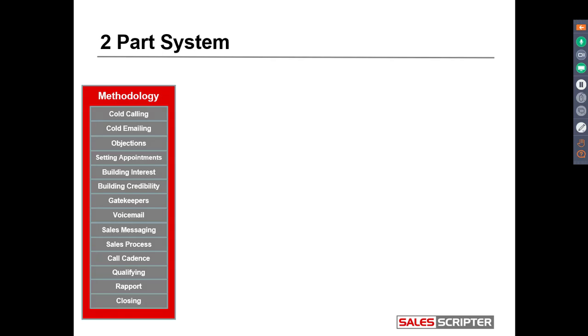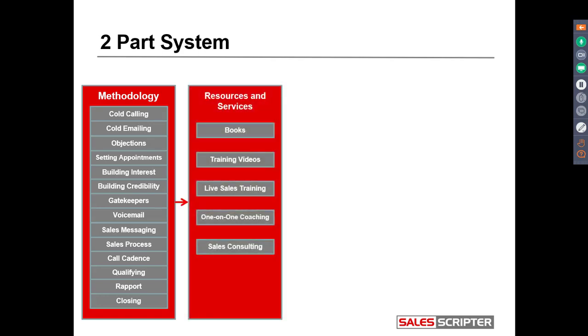The system is actually two parts. So part one of the system is a methodology. A lot of what we've been talking about here today is a methodology on how to create your message, right? How to create your value proposition, when to use your value proposition. But we also have all these other modules in our methodology: cold calling, emailing, objections, setting appointments, gatekeepers, voicemails, all this different stuff. And that's our methodology. So that's all process and training.